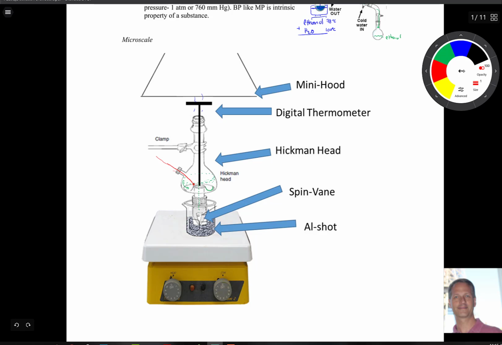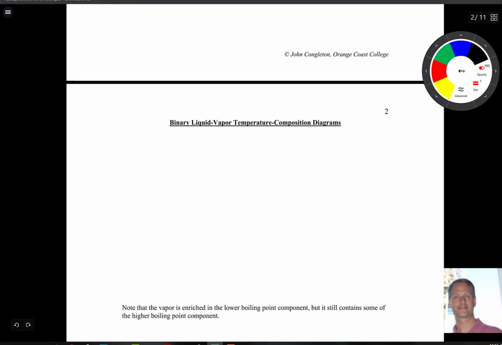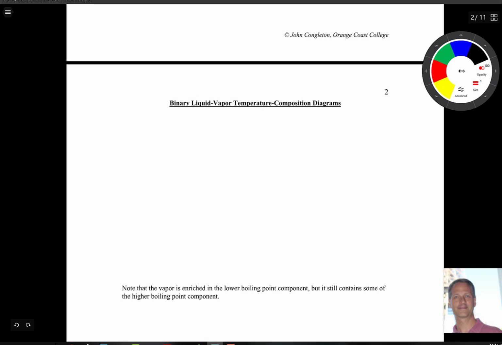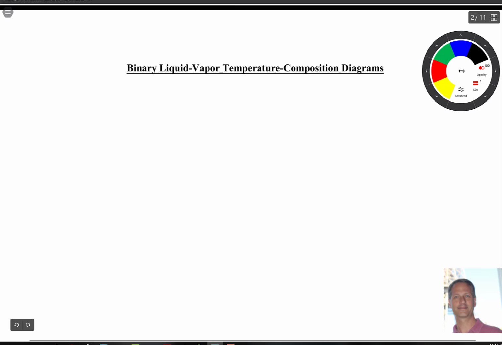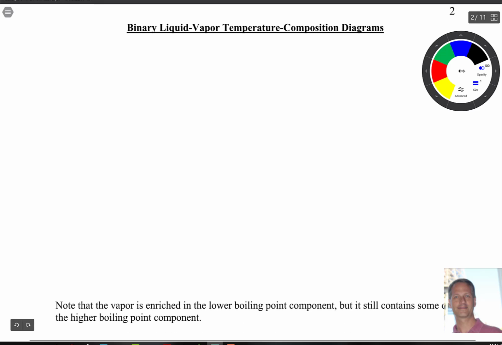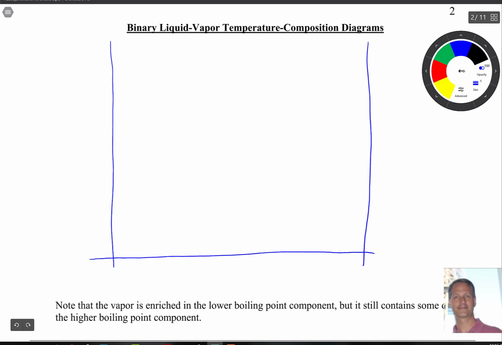Now let's talk a little bit about the theory here. So let's take a look at the next page here, and we're going to look at something called the binary liquid vapor temperature composition diagram. It's got a big name. And this thing is constructed by taking a y-axis, an x-axis, and then one more y-axis.